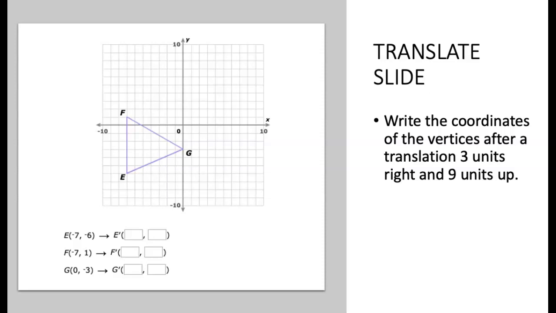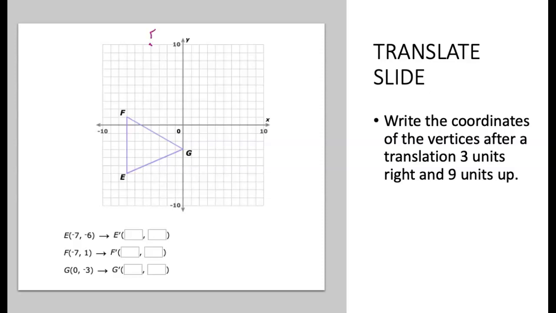If I'm looking here, I have a triangle. Write the coordinates of the vertices after the translation, 3 units right and 9 units up. So this entire figure is going to shift over, or slide over, 3 to the right and 9 up. So I'm going to slide it over 1, 2, 3, and then I'm going to go up 9. So up 9 would be here.